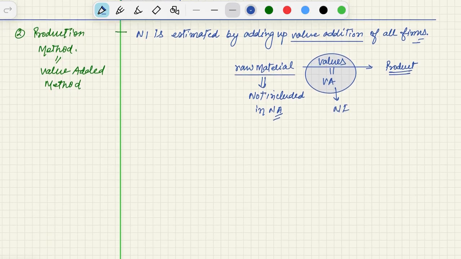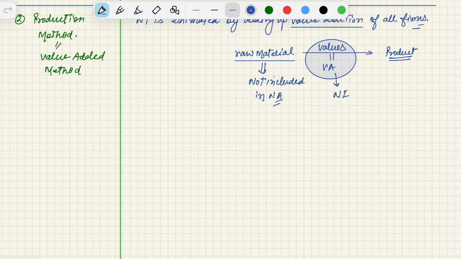I am giving an illustration. For example, the cost of raw material is 5. And we are giving certain factor inputs. I already told you, land, labor, and entrepreneurship. Here, value addition means what we are doing with land, labor, and entrepreneurship.